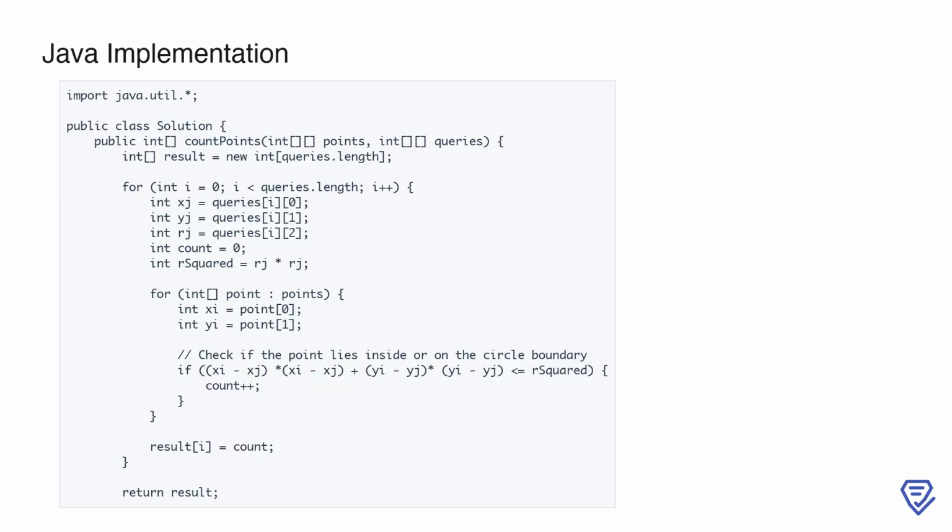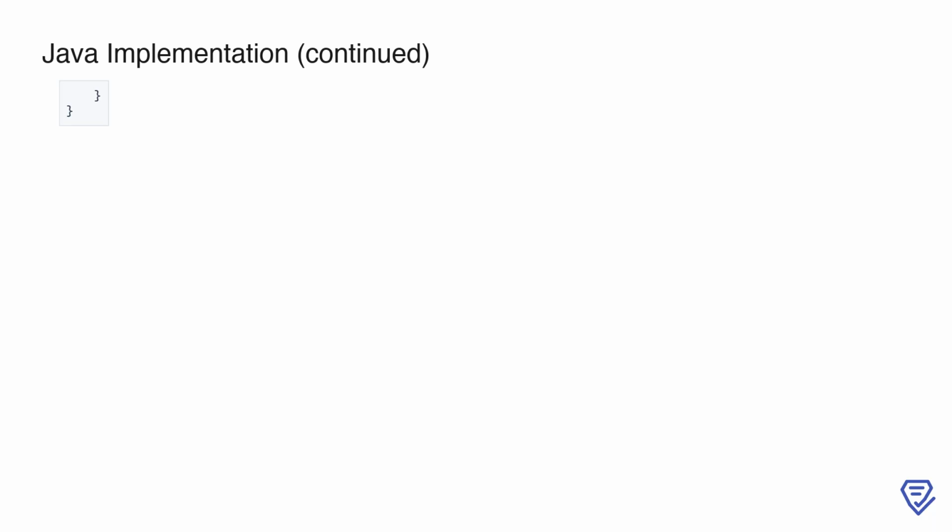Inside the outer loop, we use a nested loop to iterate through each point in the points array. For every point, we calculate the differences in the x and y coordinates between the point and the circle's center. Using these differences, we check if the point lies within or on the boundary of the circle by applying the equation of a circle, (xi - xj)^2 + (yi - yj)^2 less than or equal to r squared. If the condition is true, we increment the count for that query. After counting the points for a specific circle, we store the count in the result array at the corresponding index. Once all queries have been processed, the method returns the result array containing the count of points for each circle.